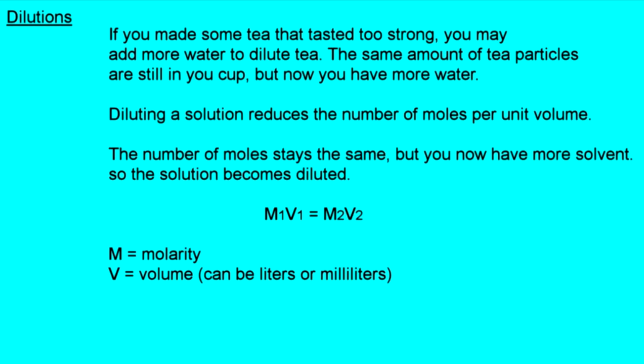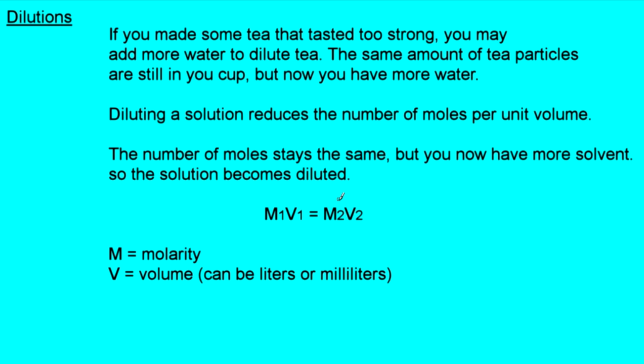So dilution, so if you say you had some tea and it tastes a little bit too strong, you would add some more water to dilute it, right? I think we're all familiar with the concept of dilution, so we do the same thing in chemistry. So you just have to be aware that you still have the same amount of tea particles in your cup. You're just adding more water. So the same thing happens with chemistry. If you're diluting a solution, it reduces the number of moles per unit volume. You still have the same number of moles. It's the same number of tea particles. You're just diluting it by adding more of your solvent.